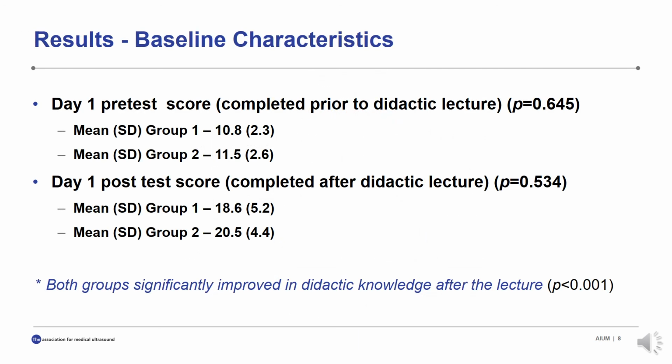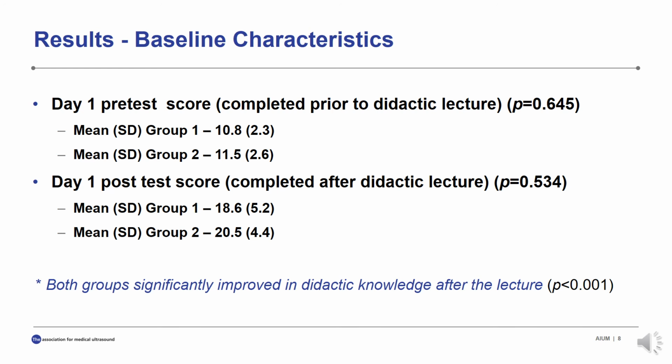There were no significant differences in baseline knowledge between the two groups. On day 1, the pretest score completed prior to the didactic lecture, the mean score for Group 1 was 10.8, the standard deviation 2.3. The mean score for Group 2 was 11.5, standard deviation 2.6, and the p-value between the performance of the two groups was 0.645, so not statistically significant.